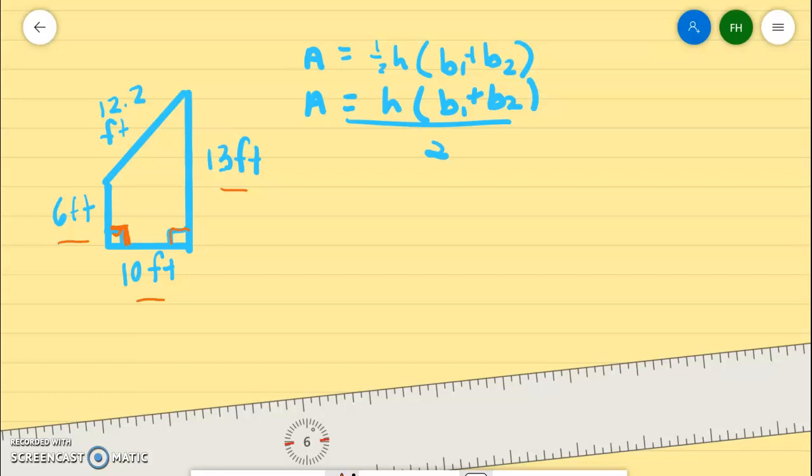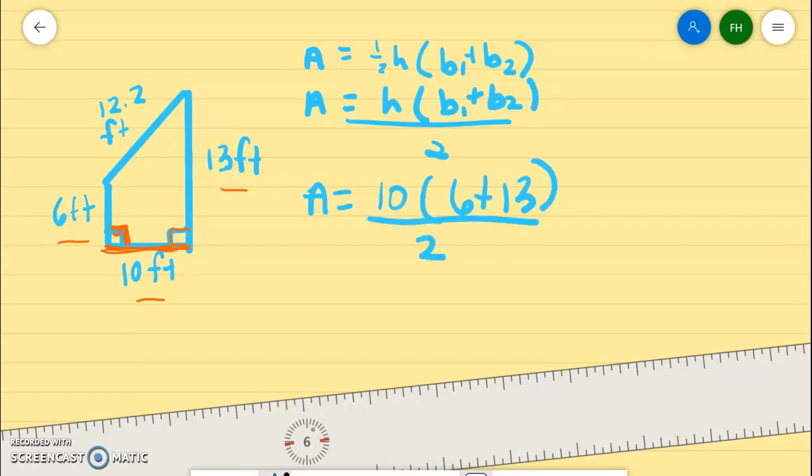So this has to be your height, because it makes a right angle and it connects the bases. Maybe that's probably the easiest way to explain that. So your height is 10. Your bases are across from each other. They're 6 and 13. And divide that by 2. 19 times 10 is 190. Divided by 2 is 95 square feet.